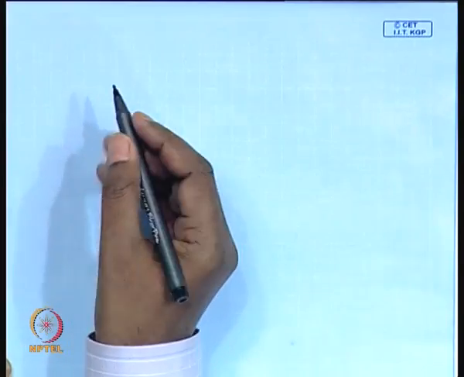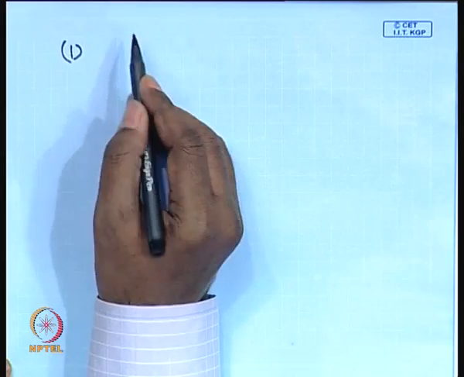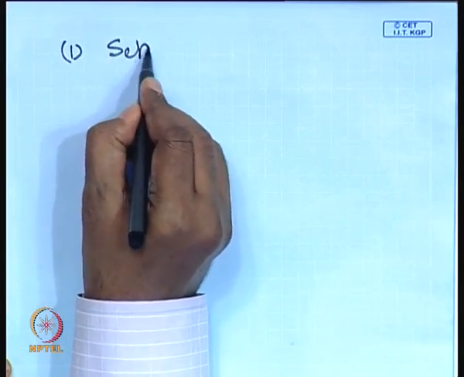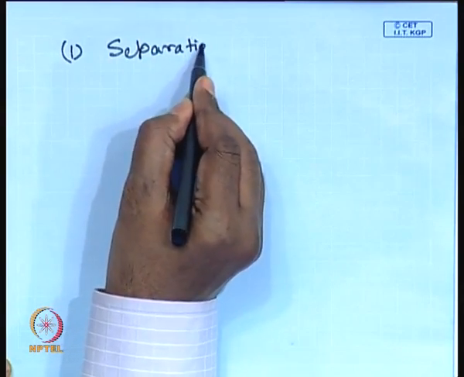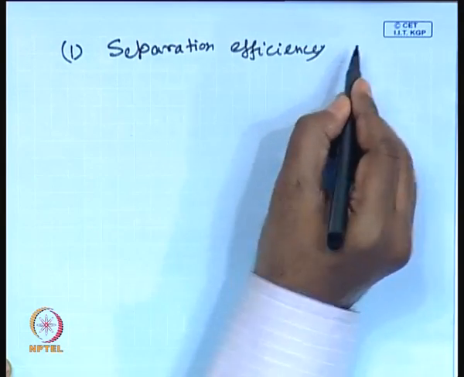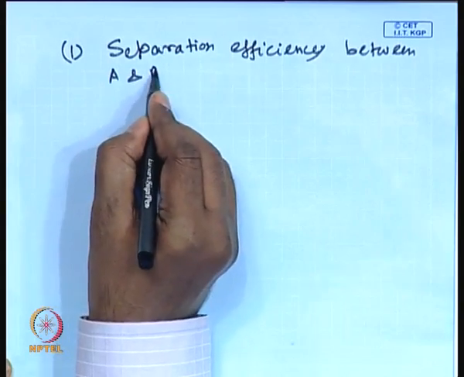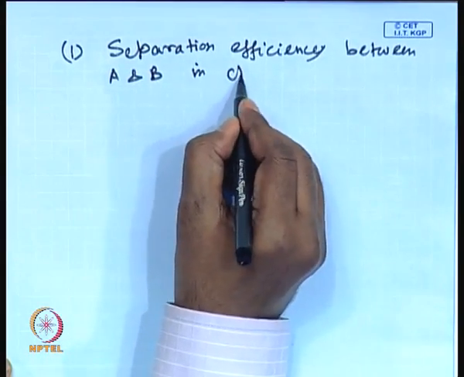Fine. Now, let us look into the various salient features of this particular figure. This figure, number one, demonstrates the separation efficiency between species A and B in the chromatographic column.